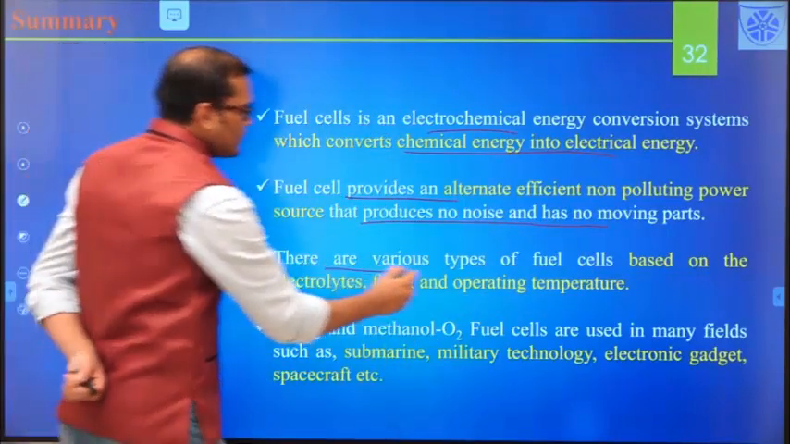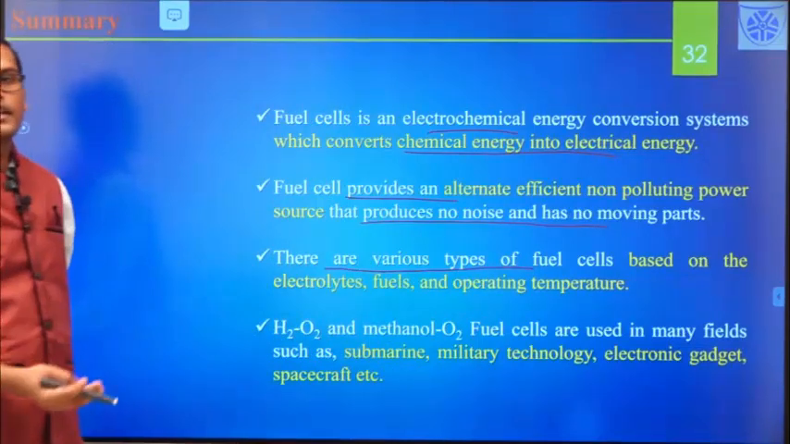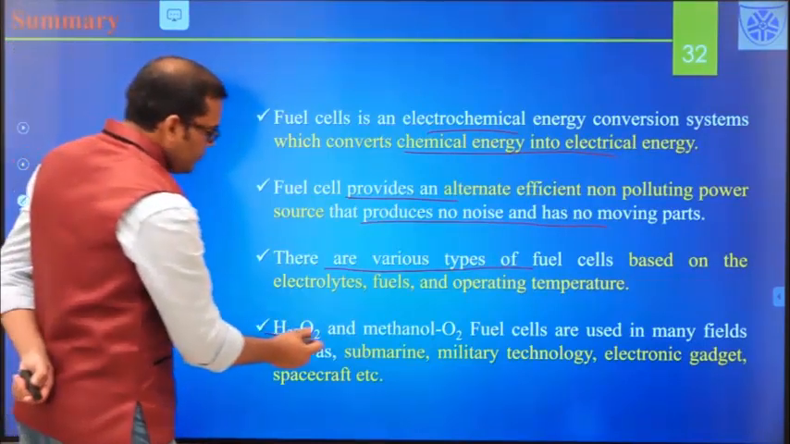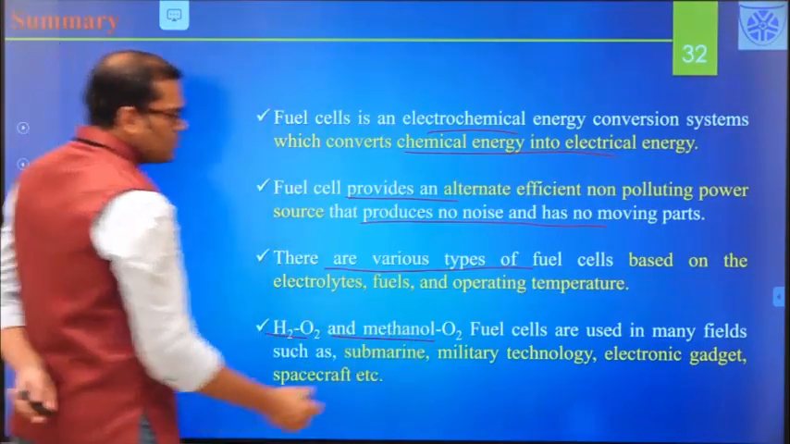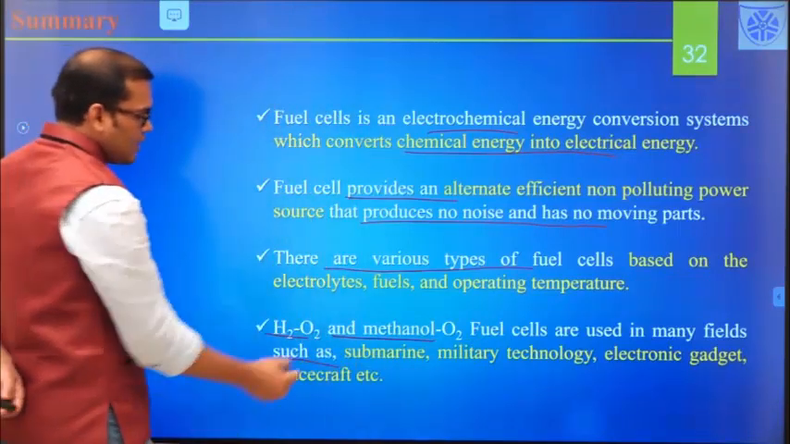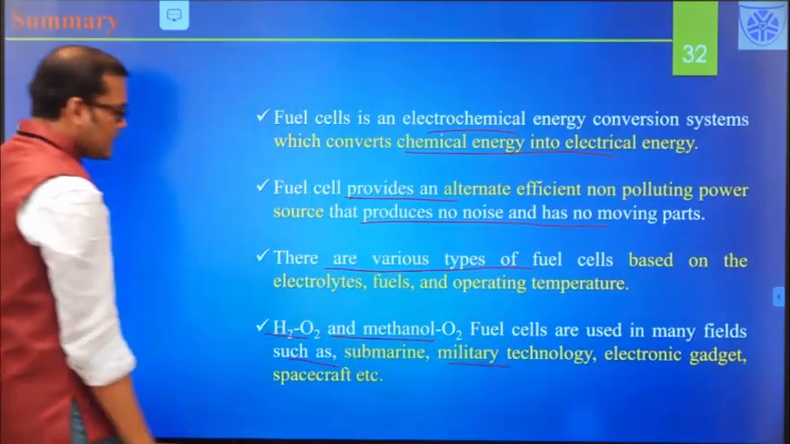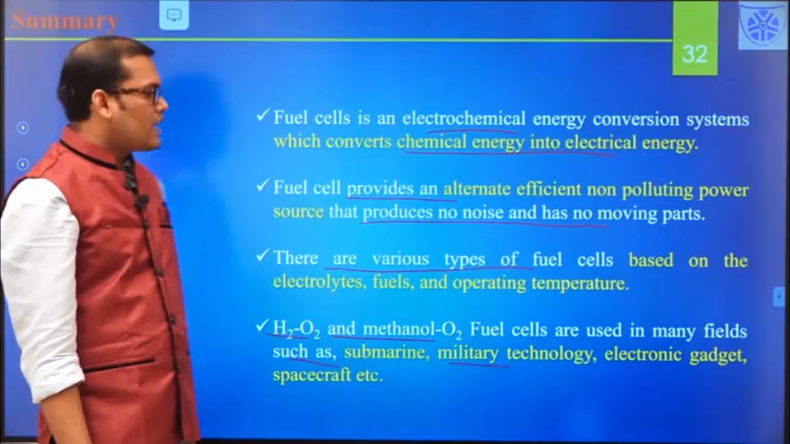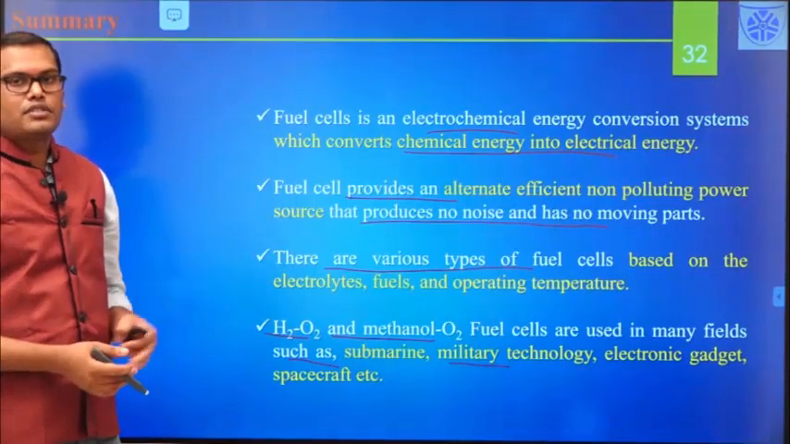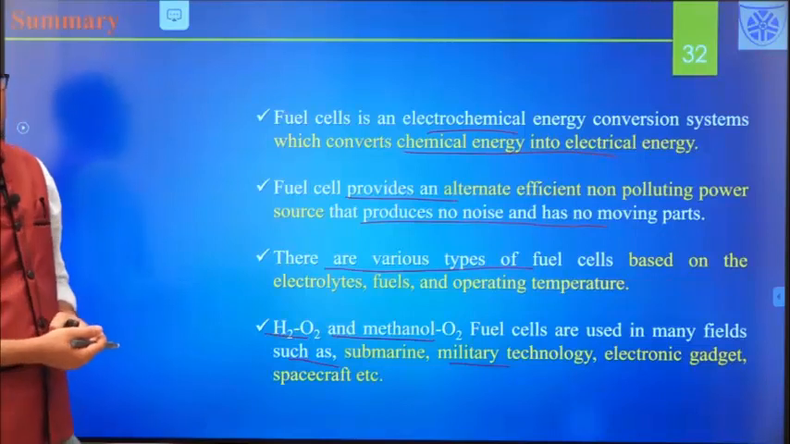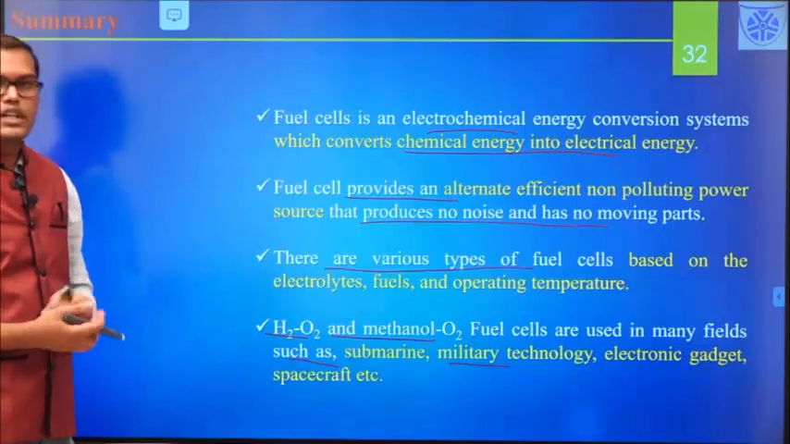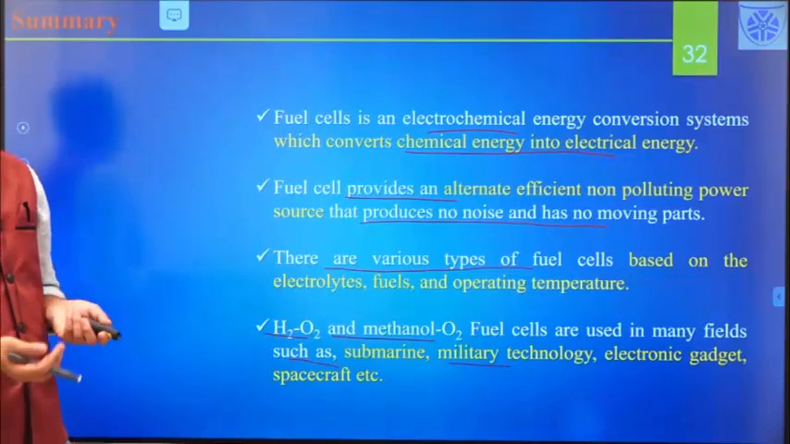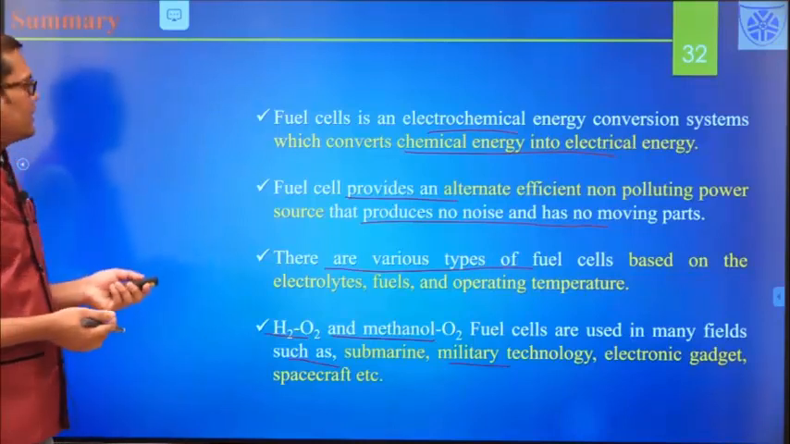There are various types of fuel cells which we have discussed, based on the electrolyte, the fuels, the oxidants, and different temperature ranges. Hydrogen oxygen and methanol oxygen fuel cells are used in many fields of application, such as submarines, military technology, electronic gadgets, and spacecraft and satellite launch vehicles in space applications. It has huge application in space because you can have instant power if you supply the fuel and oxidant and want to extract the electricity, right?